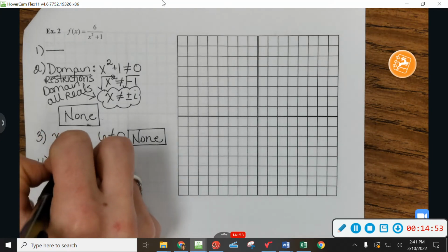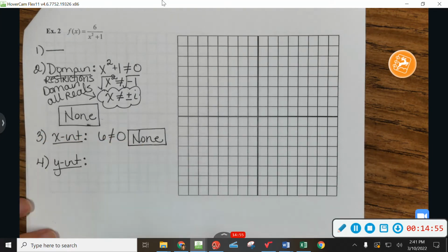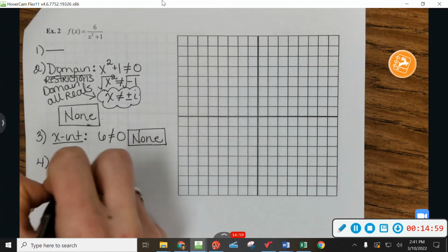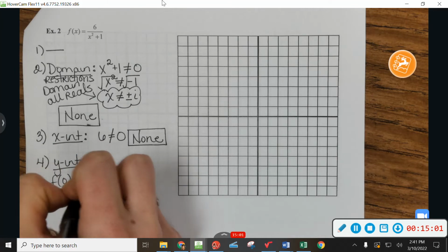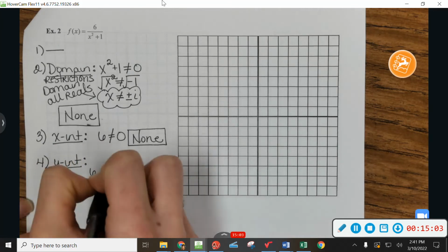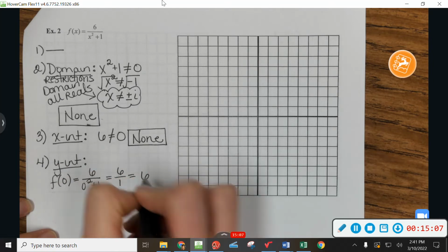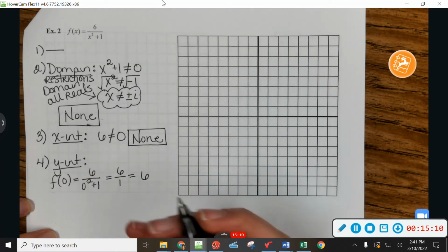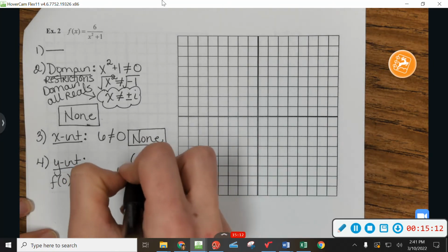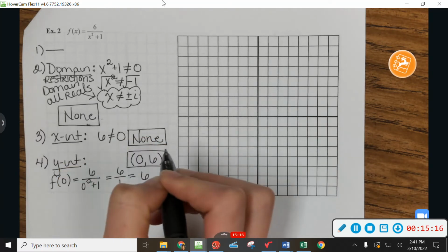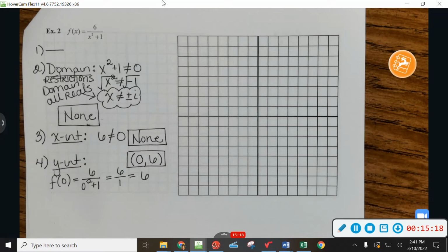Then I'm going to solve for my y-intercept. So that's where I do f of 0. So 6 over 0 squared plus 1. That is 6 over 1, which is just 6. So my y-intercept as an ordered pair is (0, 6). Y'all good? Okay.